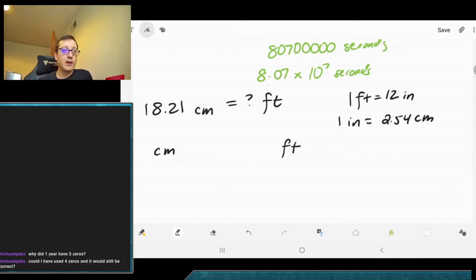Well, looking at the conversion factors, we don't have one directly from centimeters to feet, but we do have feet to inches, and we have centimeters to inches. So in this case, I think it makes sense for us to say, okay, let's convert it into inches and then into feet. We'll have that intermediate step of inches there.